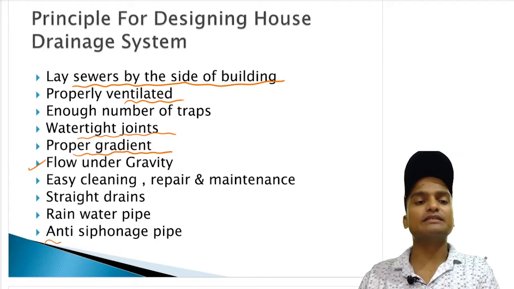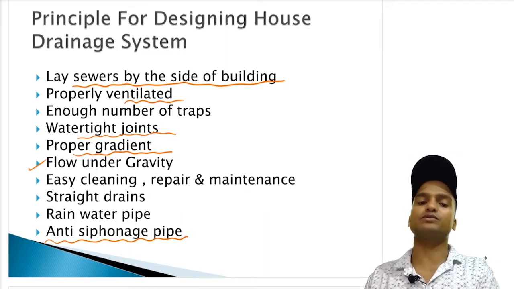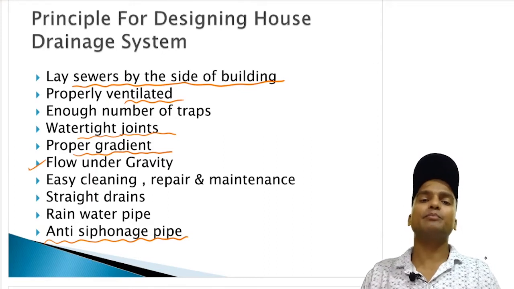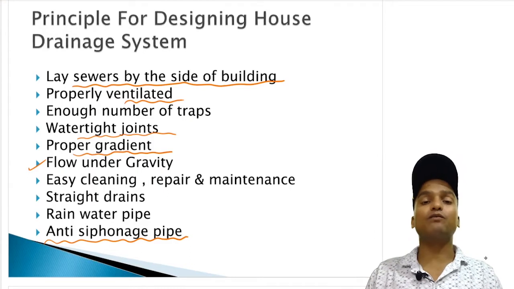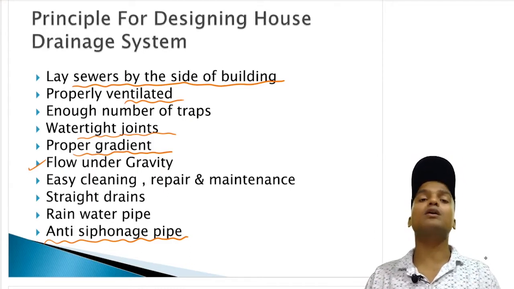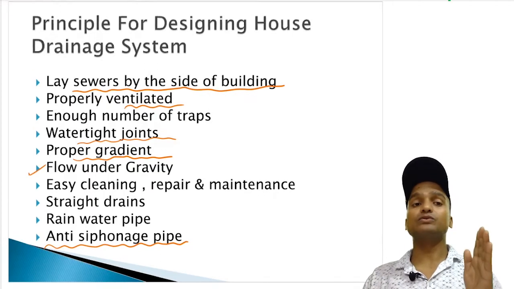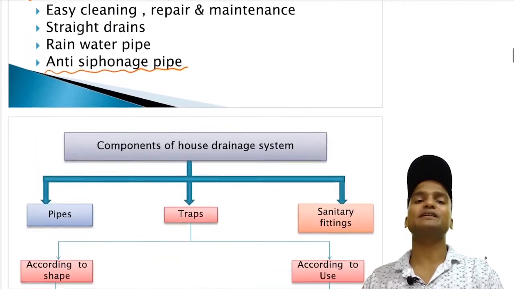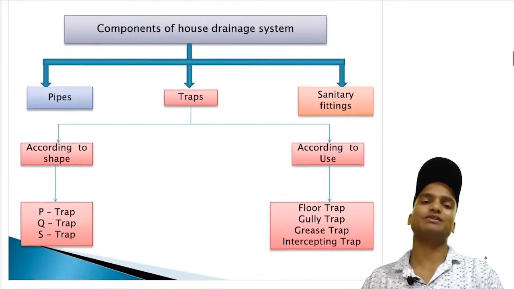Also in some cases an anti-siphonage pipe is used. I will discuss why it is used, because sometimes due to pressure differences the pipe flow is obstructed. So to avoid the phenomenon of siphonage in the pipes, we use anti-siphonage pipes. Alright, so these all are the fundamental principles or requirements for a good design of a house drainage system. But how to do this? With the help of different components of the house drainage system.